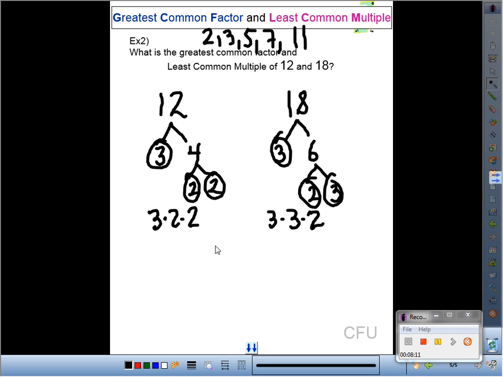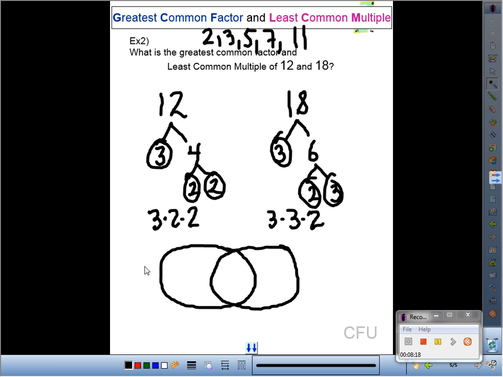Let's get our Venns. One potato, two potatoes. This one's going to be for the number 12, and this one's going to be for the number 18. So let's see. What is common for both of these? What do both have? 1, 3, and 1, 2. So I'm going to write them in here. 3 times 2. So my GCF, right away, we know it's what? 6. Are we there so far?